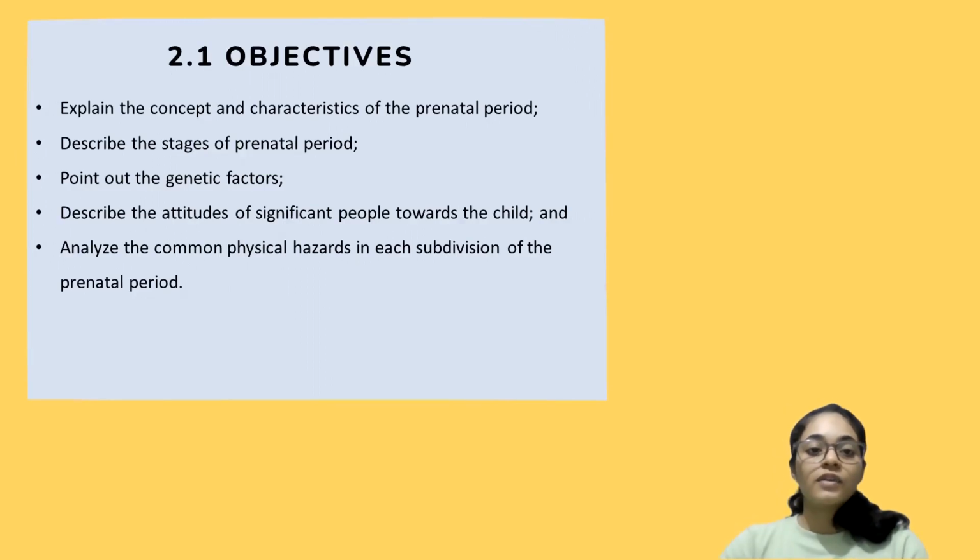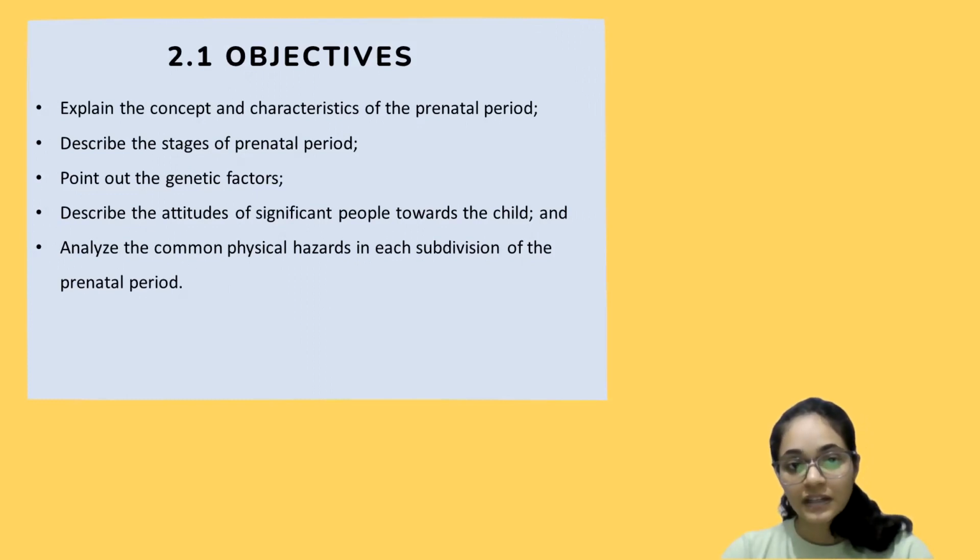Next, we look at the objectives of this unit. In this unit, we are going to look at the concept and characteristics of the prenatal period, the stages of the prenatal period, the genetic factors, the attitudes of significant people towards the child, and lastly, the common physical hazards in each subdivision of the prenatal period.